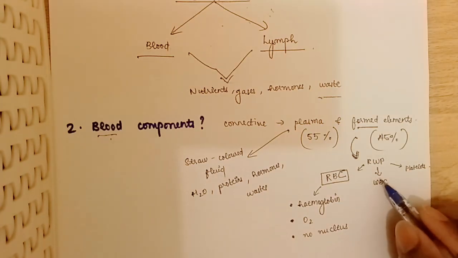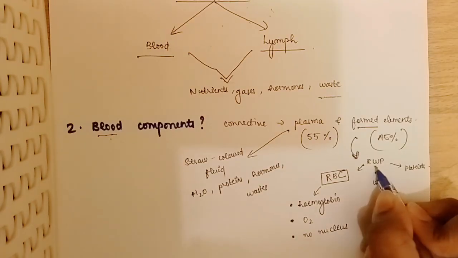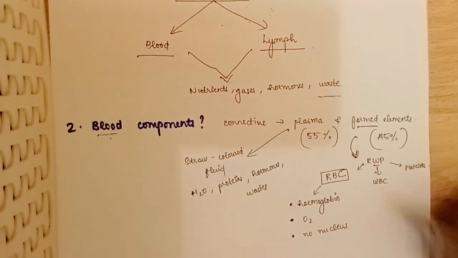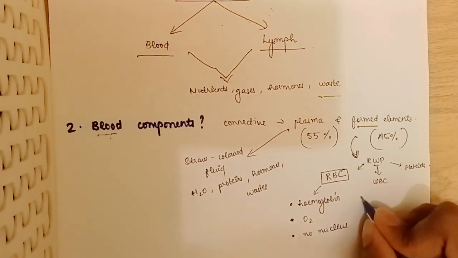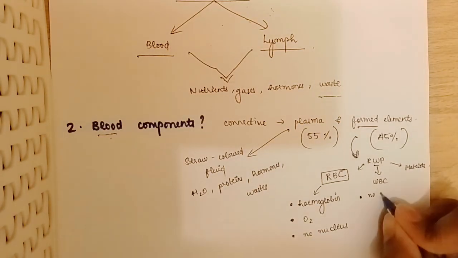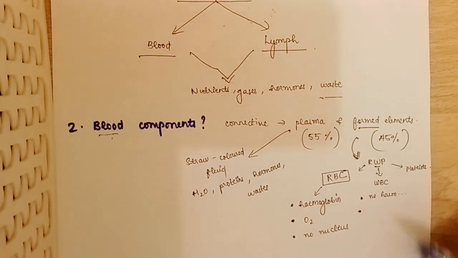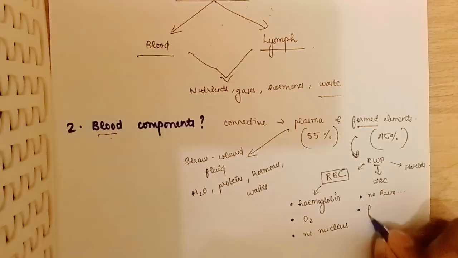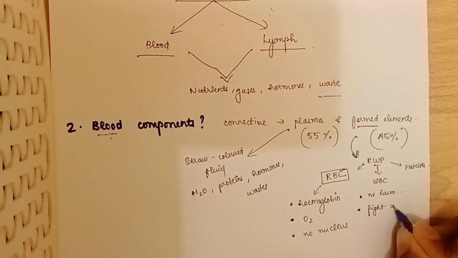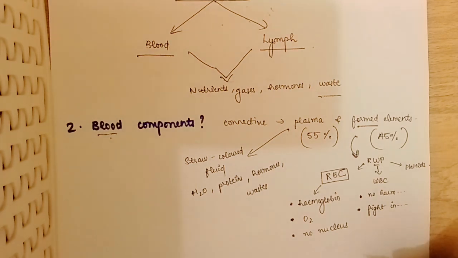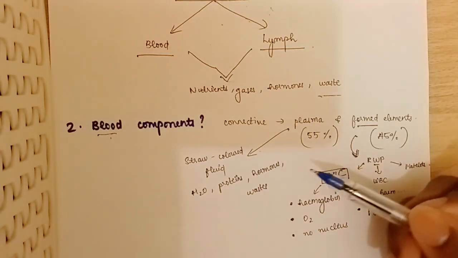Now, what is WBC? Again, as the name suggests, W, white. Now, white is because it does not have hemoglobin, so no hemoglobin. Now, what do white blood cells do? They fight infections or diseases. They fight infections, diseases, viruses, etc. There are various types of WBCs that you'll be seeing in that yellow box in the textbook. For example, neutrophils, lymphocytes, etc.